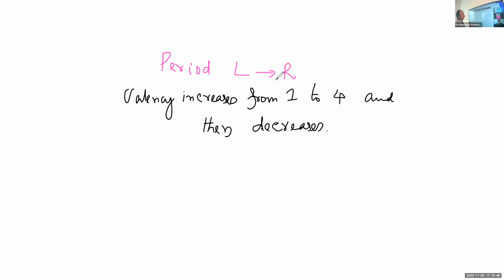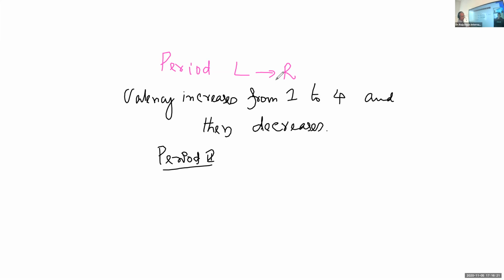valency increases from 1 to 4, reaches a maximum towards the middle of the period, and it is 4, and then decreases. Valency decreases. You take, for example, period 2. Do you remember the elements in period 2? Second period, elements in period 2.